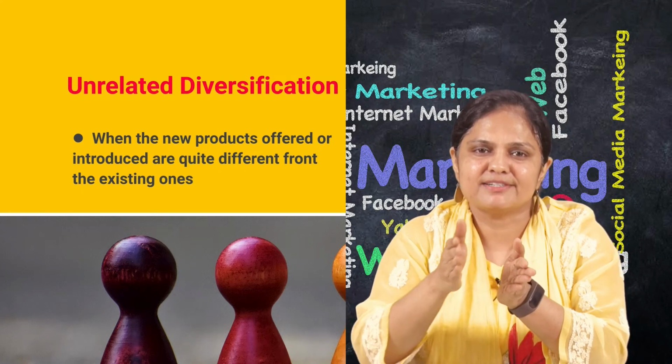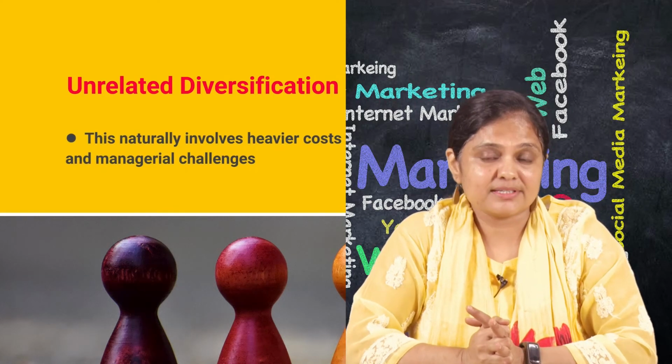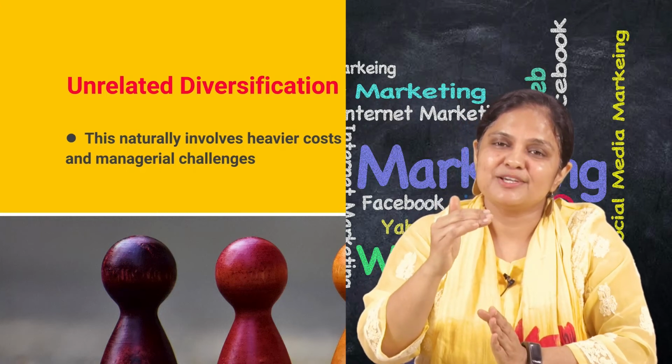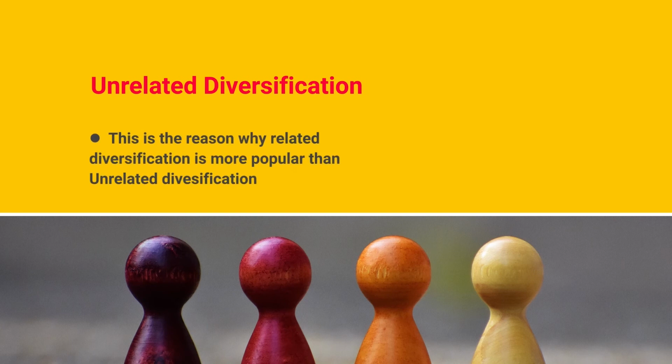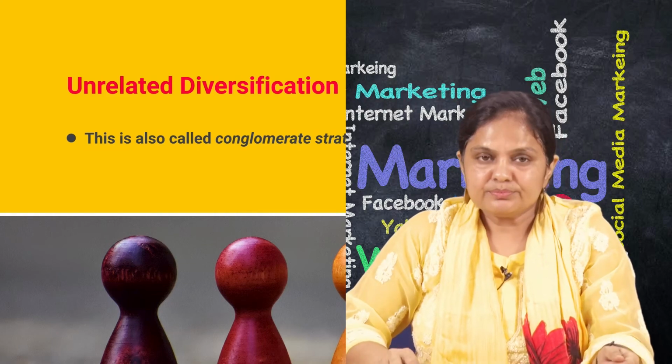This is unrelated diversification. But this kind of diversification involves heavier cost and managerial challenges. So, quite often, it is not something which is often used by companies. That is why it is less popular than related diversification. Related diversification is more popular only because it involves less cost, right? Generally, unrelated diversification is done through mergers and acquisitions. That is why it is also called the conglomerate strategy.